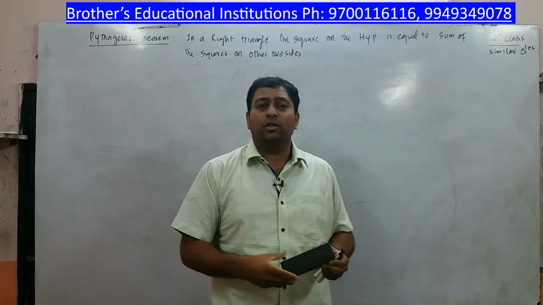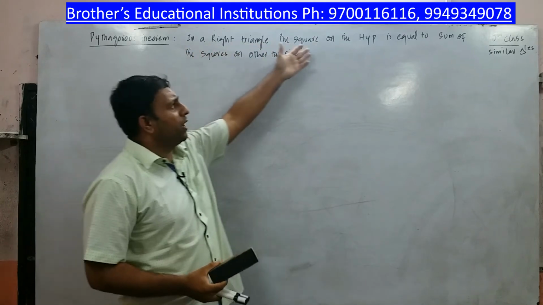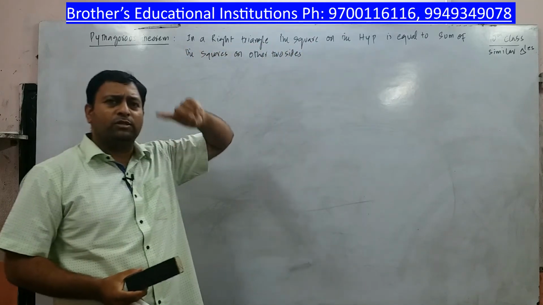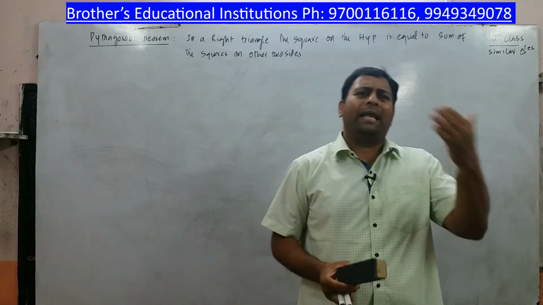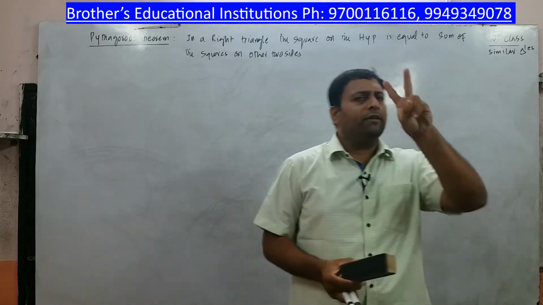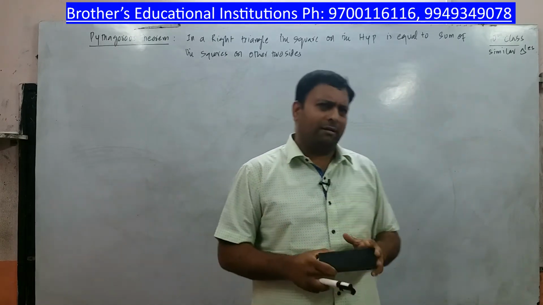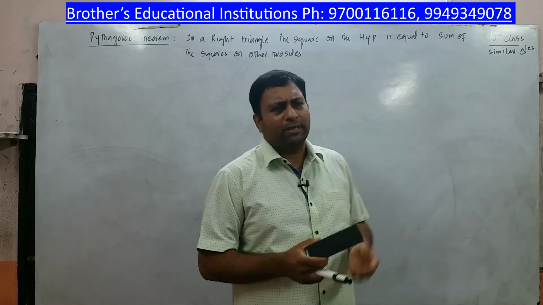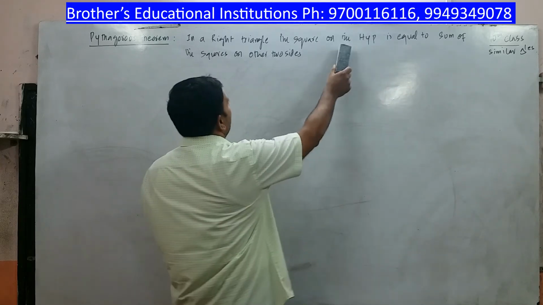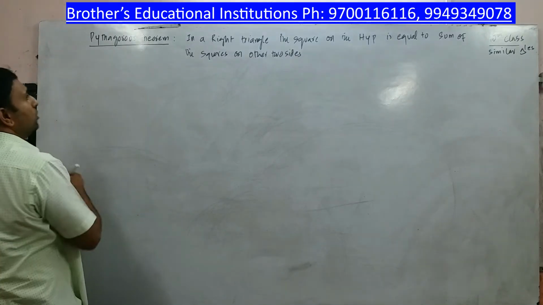Now let us focus on what the statement is, then we'll try to prove it. In a right triangle, the square on the hypotenuse. Now what is the hypotenuse? Hypotenuse is the side which is opposite to the right angle. That is definition number 1. Definition number 2: hypotenuse is the longest side of a right angle triangle. So you can say it in both ways. I will say the side which is opposite to 90 degrees. So the square on the hypotenuse is equal to the sum of the squares of the other two sides.